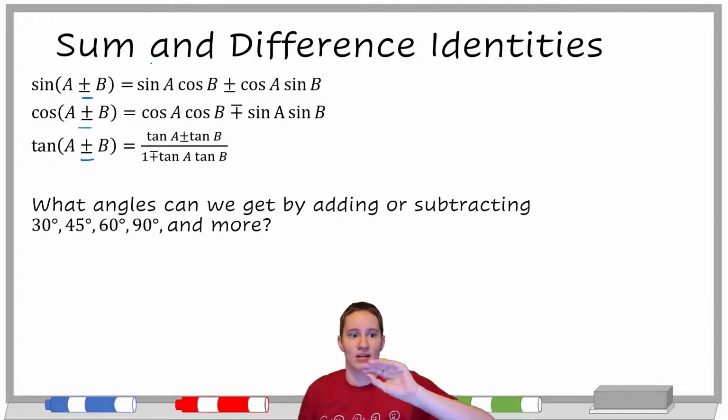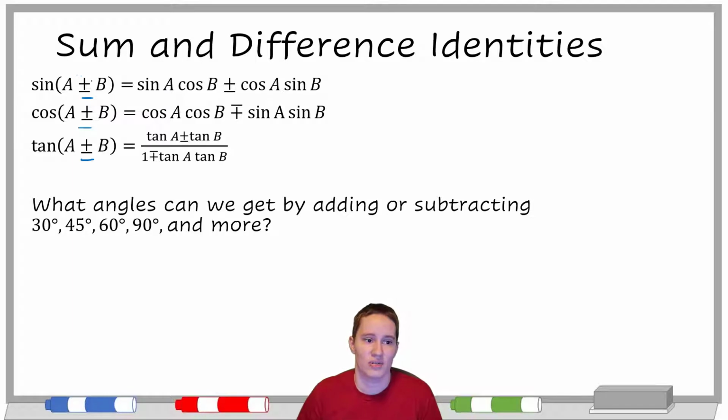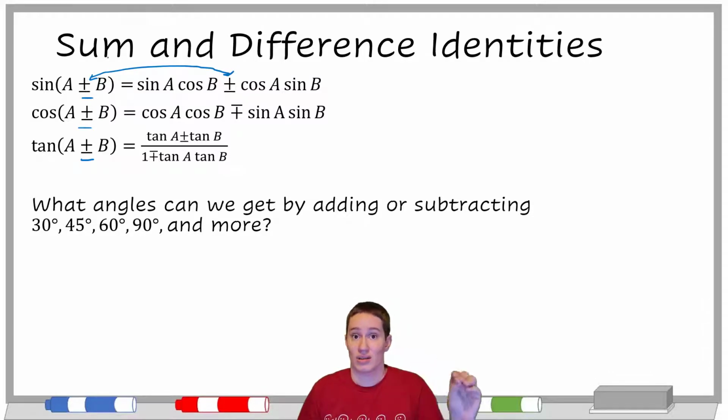If you look at sine of A plus or minus B, and then you look at the right side, it also has a plus or minus. What that means is that if you have addition on this side, you're going to have addition on this side. Where that's different is on cosine. Look, our plus and minus sign is actually upside down. That's trying to tell you that if you have cosine of A plus B, you're actually going to use the minus on this side. They are going to have opposite signs.